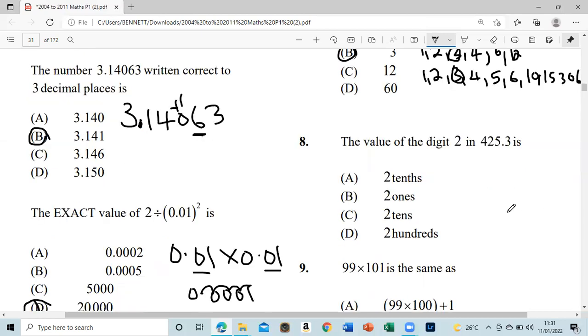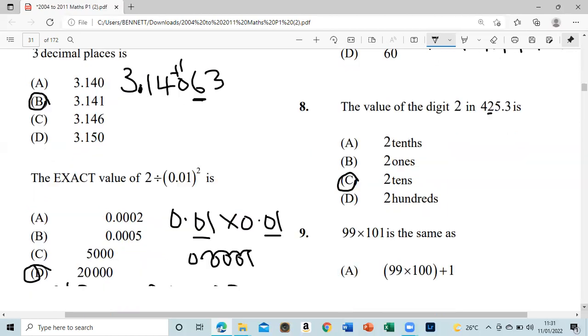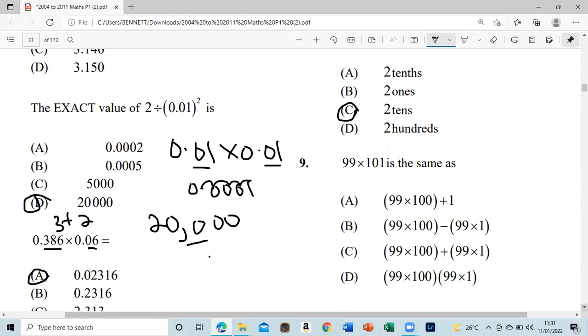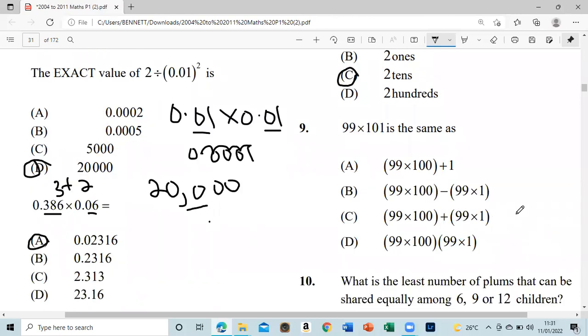All right. The value of 2 in the digit 425. So that's 2 tens. We'll come back to basics for 2 tens. All right. Let's move on to number 9. Choose the answer, guys. 99 times 101 is the same as, and that would be C. You can work it out if you wish.